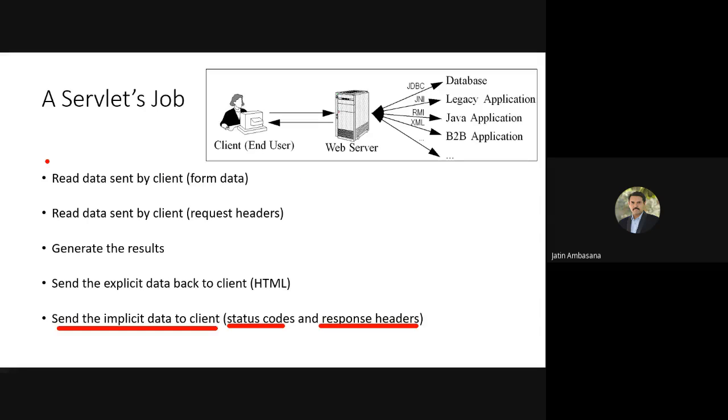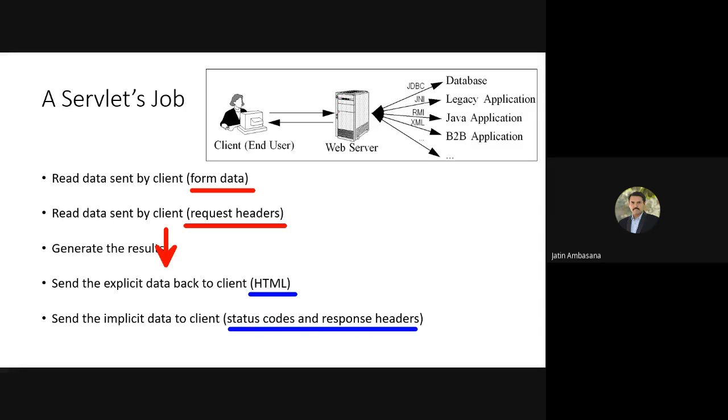So see, what happens is the servlet gets two types of data. One is the form data that the client sends, another is the request headers. Okay, one is the form data and the request headers, and it does the processing on that, and it can send two types of data back. That is, it can send two types of responses. In response, it can send two things. One is the actual response in the form of HTML code, and the other is the status code and response headers.